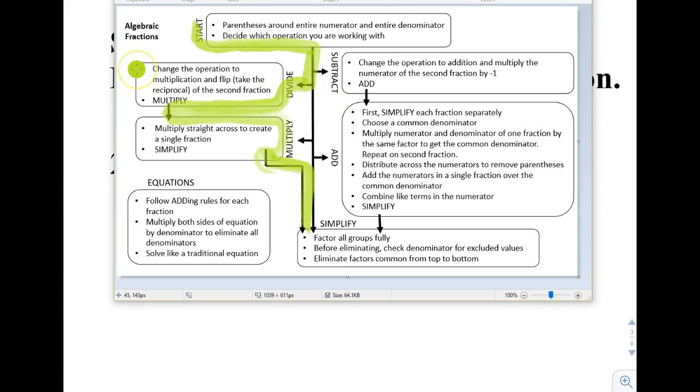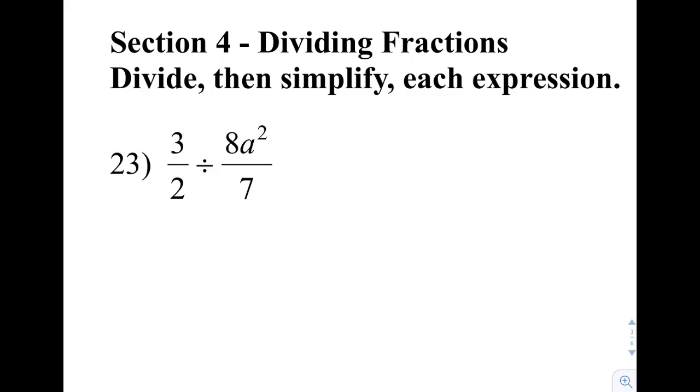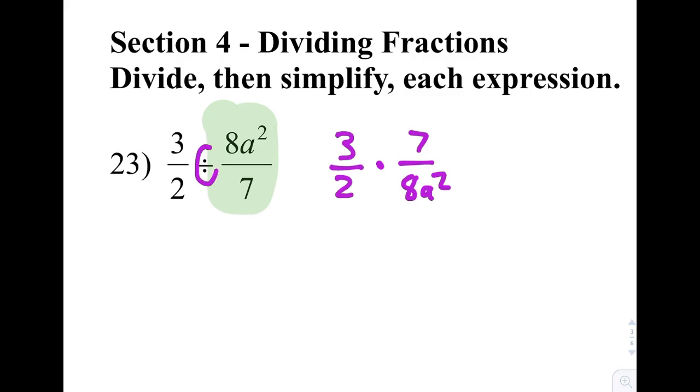So the first part here, the new part, says change the operation to multiplication and flip or take the reciprocal of the second fraction. Not both fractions, just the second one. Let's try that. Instead of saying 3 halves divided by 8a squared over 7, we are going to have 3 halves times, and then we're going to just flip that fraction, 7 over 8a squared. So all we did is we took this fraction right here, flipped it on its head, and then turned that division sign into multiplication when we rewrote it.